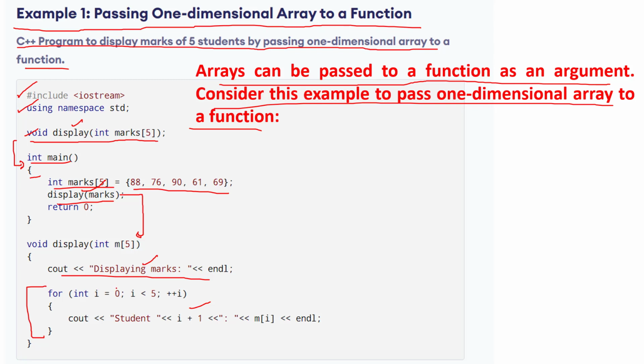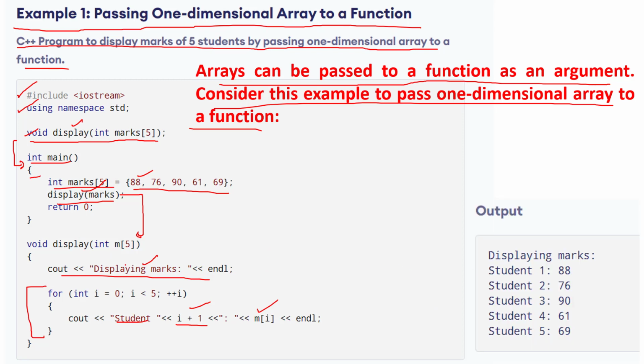Initially the value of i is 0. So cout student i plus 1. That means student 1 will come here. Student 1 is m i, so the first student's mark is 88. That will come here. Student i is 0. Student 1 is m i, which will be the 0th position, or the first value of the array. So it will be clear by this display. Displaying marks. Student 1 88, student 2 76. It will keep on going.